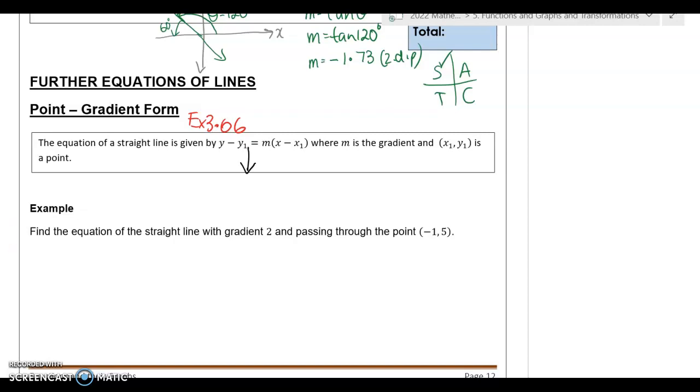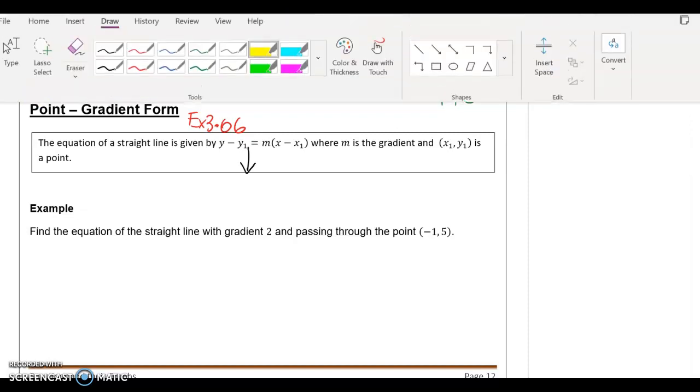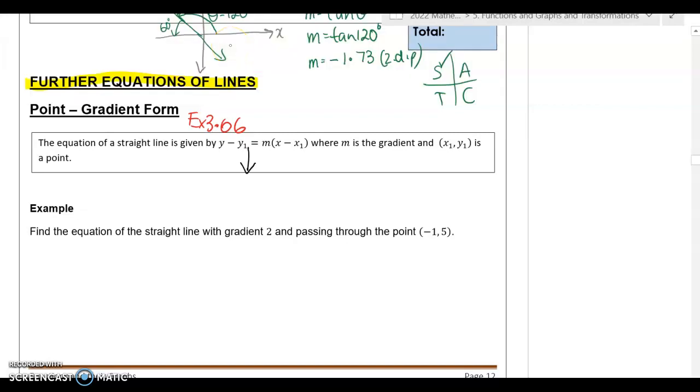Okay, today we're going to have a look at further equations of a line. We've already had a look, in our last lesson, at a couple of equations of a line. We looked at the normal equation, which is y equals mx plus b, where we have a gradient of m and a y-intercept of b.